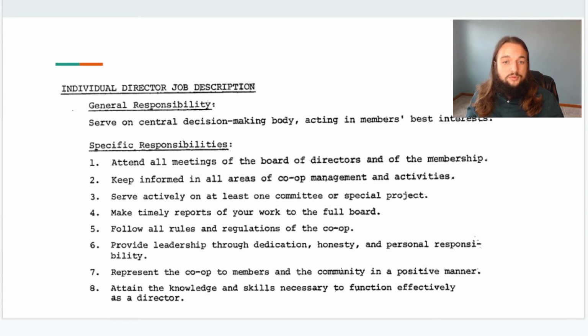So as you read through the rest of this handbook, you'll be learning the essential pieces of your job as a co-op board member. And make no mistake, though it may be unpaid, this is still a job. So please do it well.